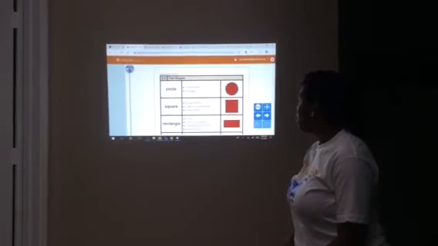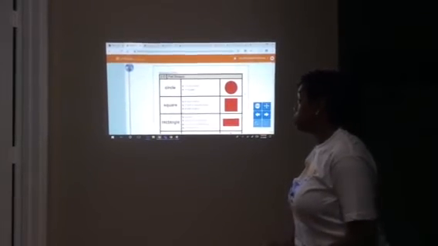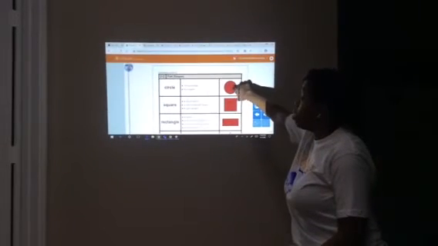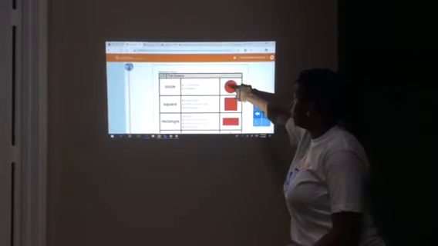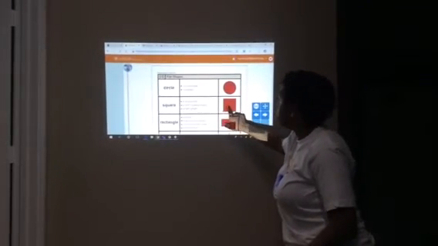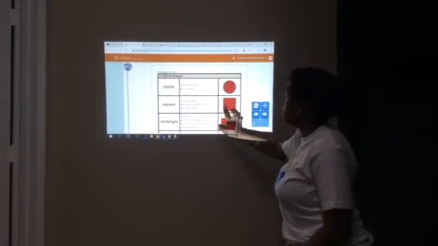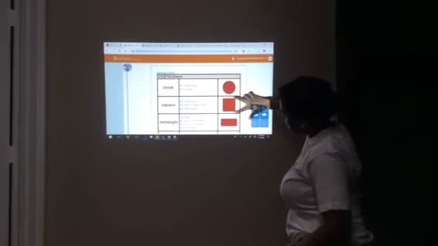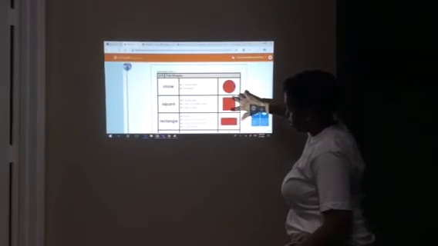Let's talk about our flat shapes. 2D shapes. So this is a circle, it has one curved side. This is a square, it has four equal sides, two sets of parallel lines. So this is a set of parallel lines, and this is a set of parallel lines.